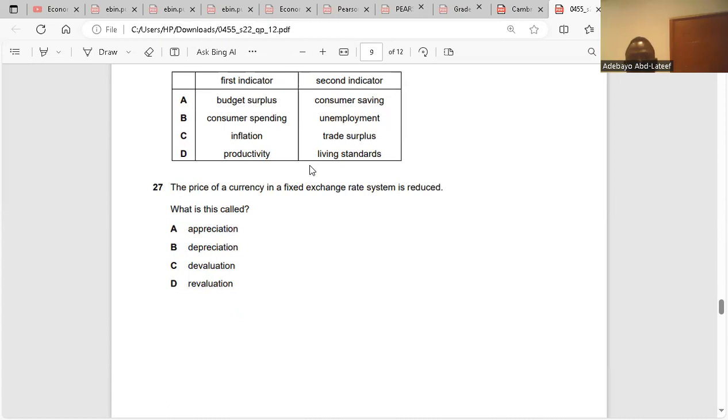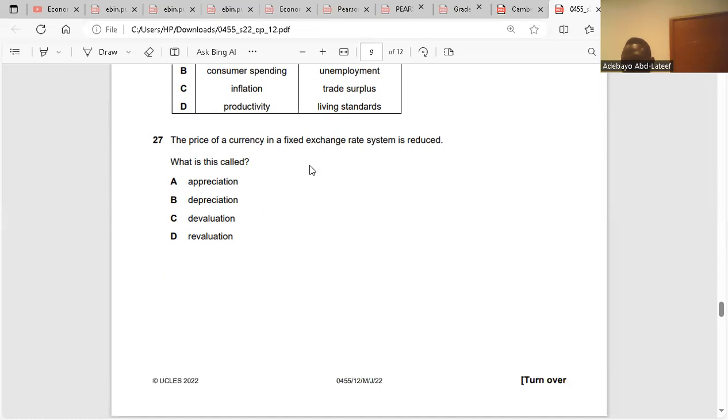Question 27. The price of a currency in a fixed exchange rate system is reduced. That is devaluation. Appreciation and depreciation are in the market forces or the parallel market. Devaluation and revaluation are for the fixed exchange rate. For the floating exchange rate, it's appreciation and depreciation. Is it clear? Yes. 27 is C.